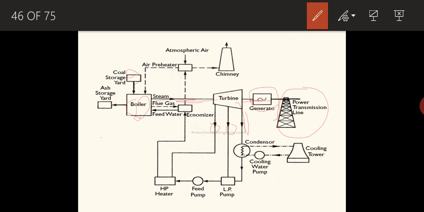Whatever quantity of water is changing its phase from liquid state to vapor state, that much quantity of water has to be continuously fed into the boiler. So for that, a water supply line will be there. This is the water supply. This portion is actually the water supply line.